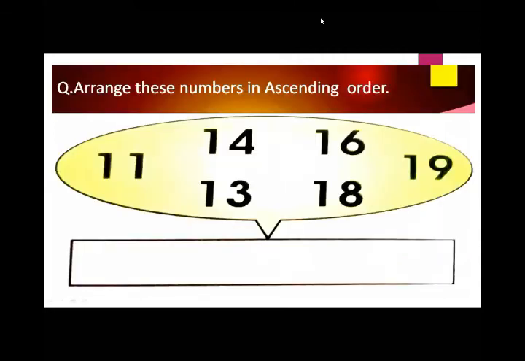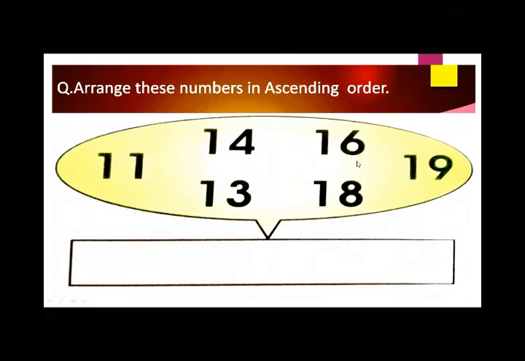Okay, let's see the other question. Arrange these numbers in ascending order. As you already learned in previous classes, ascending means smallest to biggest number. First we write the small number, then the big, and gradually they increase.